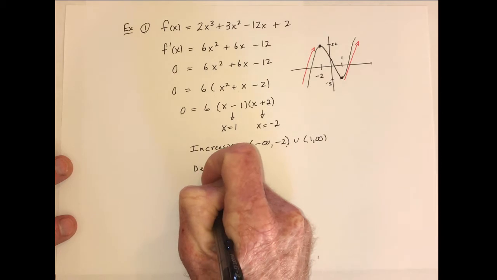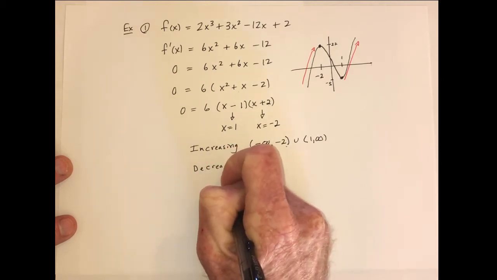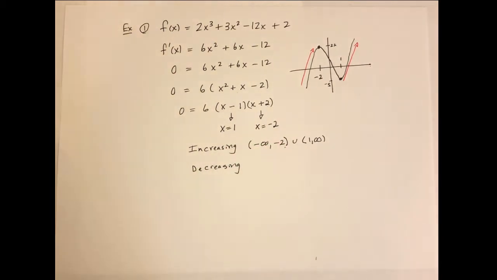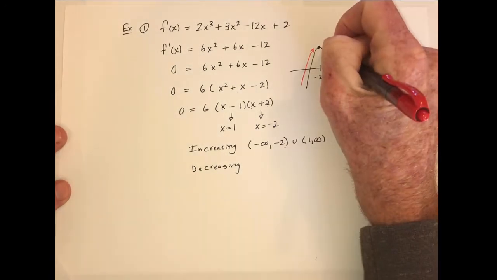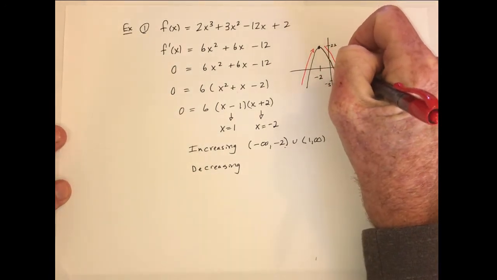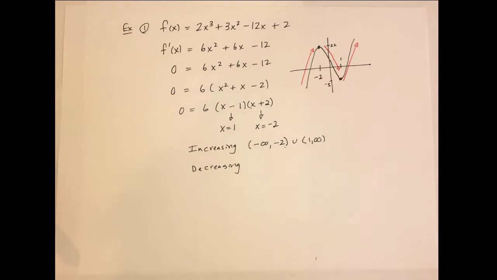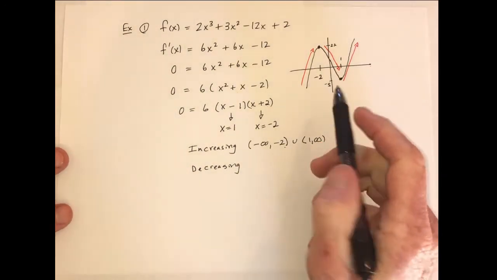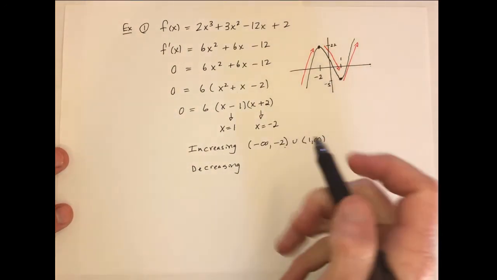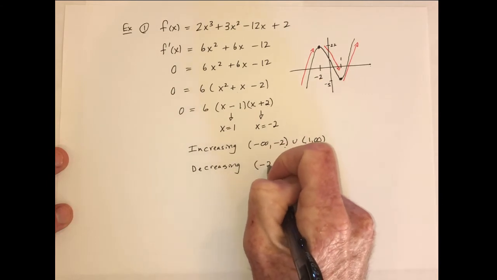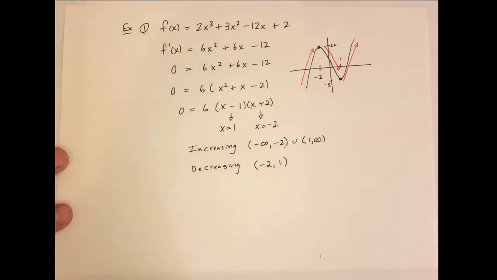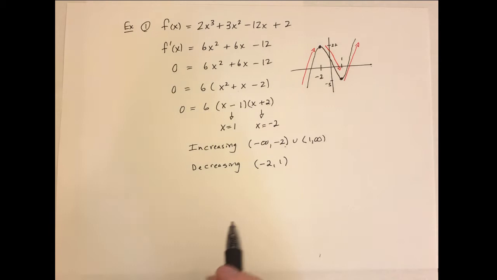And then the decreasing, so that is this middle part. Right here is when it's going down, down, down, like the stock market. So that is between -2 and 1. And again, those have round parentheses because those actual numbers are not included, but it's everything in between. Next up, what about the second derivative?